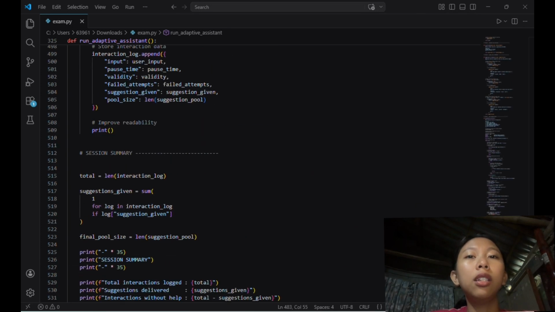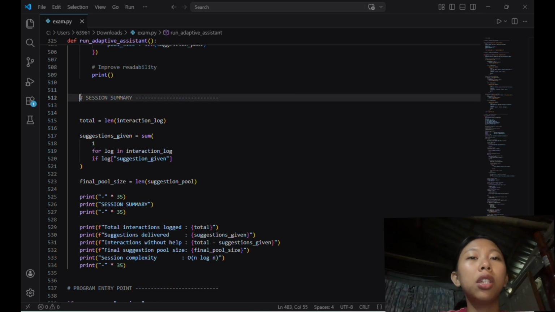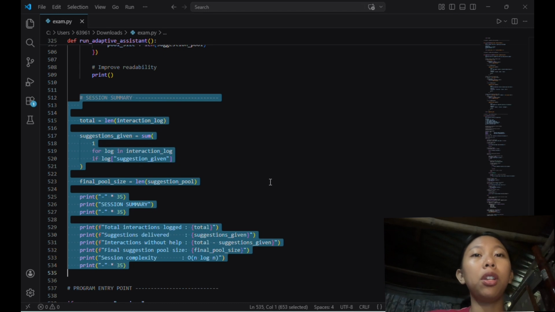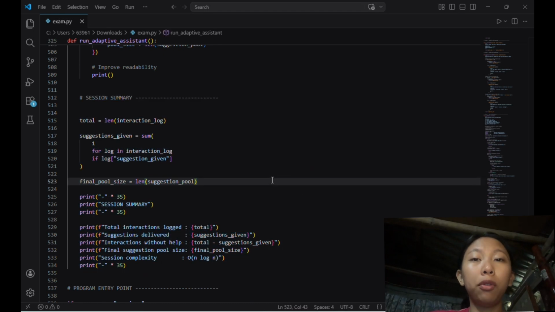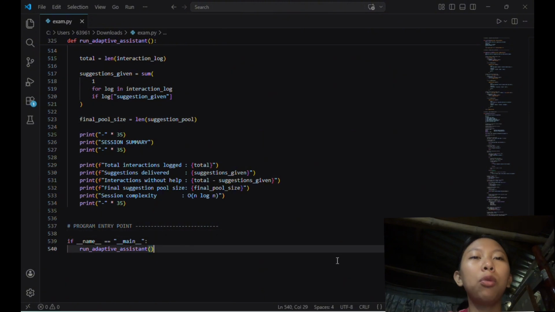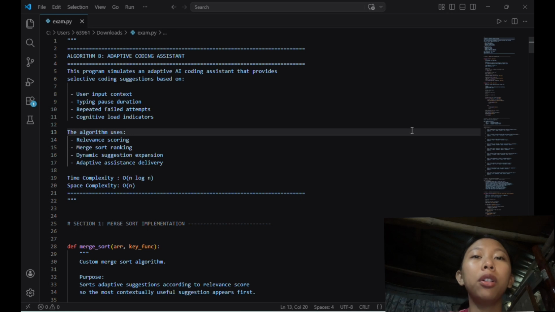So finally, the system logs all interactions and displays a session summary, showing how many suggestions were given and overall system performance. In summary, this algorithm demonstrates a lightweight adaptive assistant using sorting, scoring, and behavioral analysis to simulate intelligent coding support. I am now launching the Adaptive Coding Assistant.